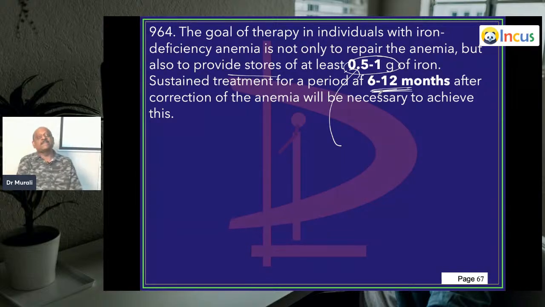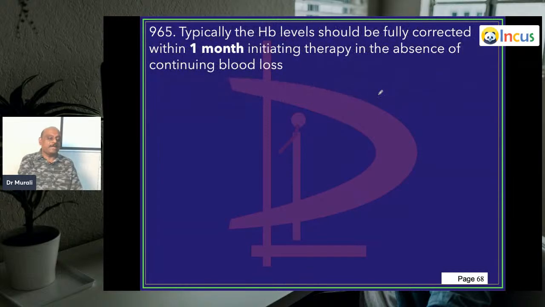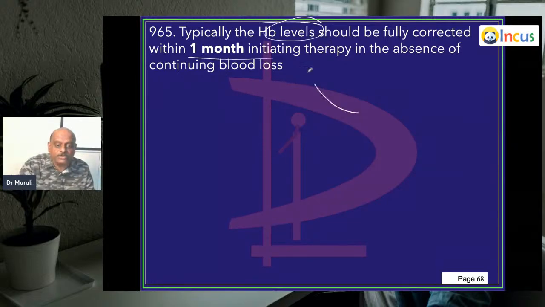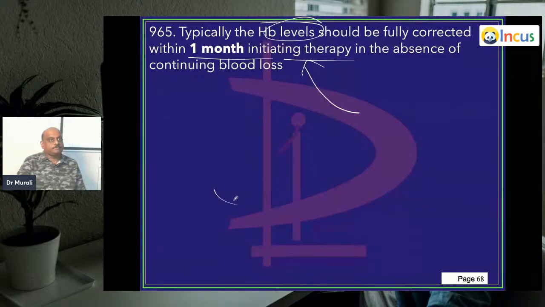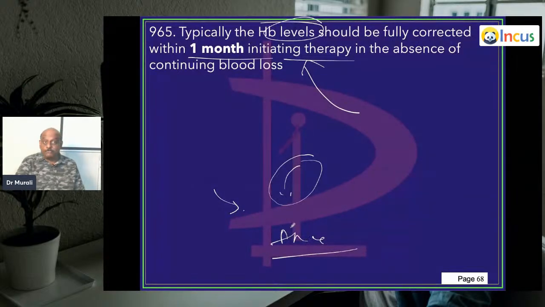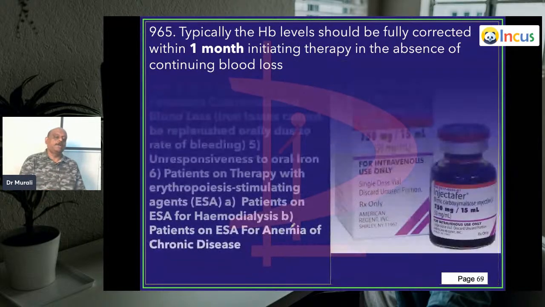Right. So don't do that. At least 6 to 12 months, the patient should be advised to take the iron preparation. And when will hemoglobin start getting corrected? Fully corrected within 1 month of initiating therapy, if there is no ongoing blood loss. That's the reason you always ask the patient to come back and check the hemoglobin in spite of giving supplementation. If the anemia is not improving, you should look for occult loss of blood or heavy menses. All this history you need to take.